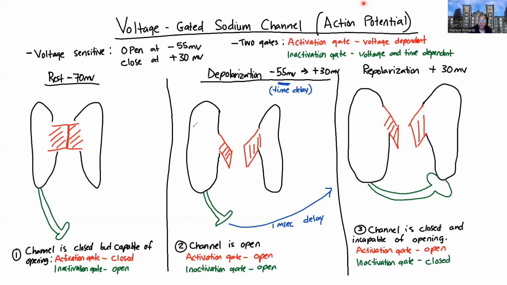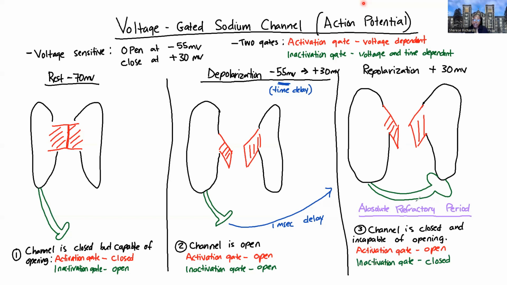Okay. And I just want to mention here, this is going to correspond with what we call the absolute refractory period. This is a short period of time where the channel is inactivated so that we don't have another action potential coming along too soon before we can get back to rest. This is the idea behind the absolute refractory period. So the channel is incapable of opening.